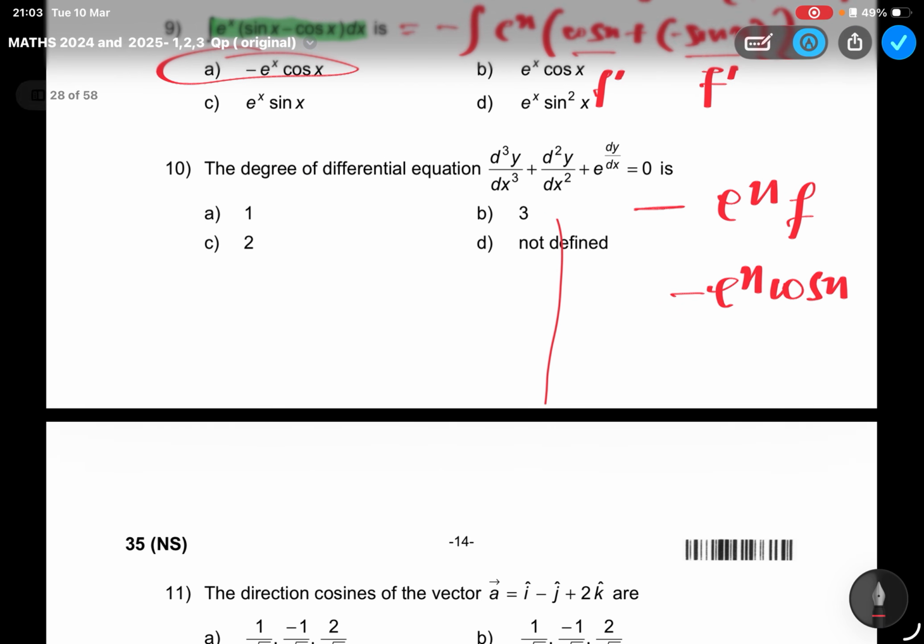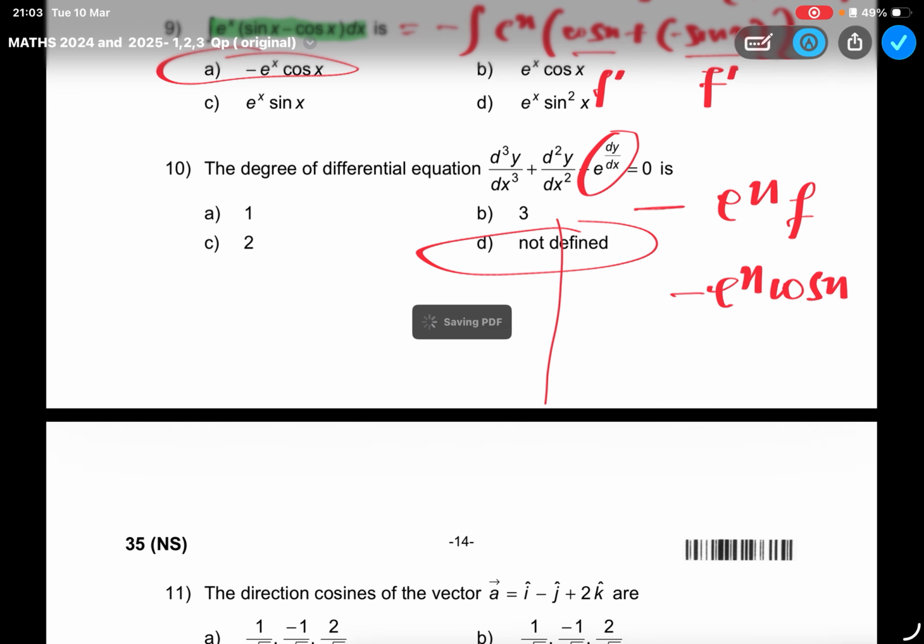And what is the degree of the differential equation? Here, e to the power dy by dx, sine of dy by dx, if the function is not differentiable like this, then it is not defined. Then the answer is not defined.